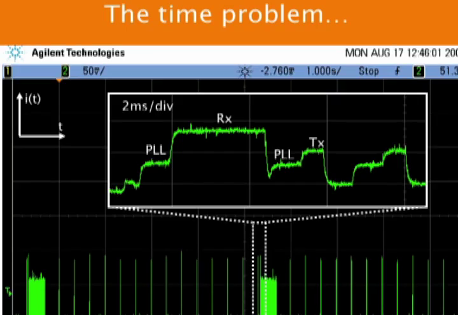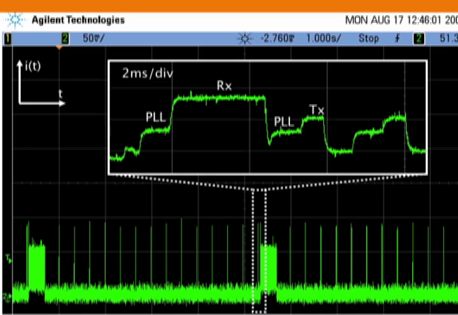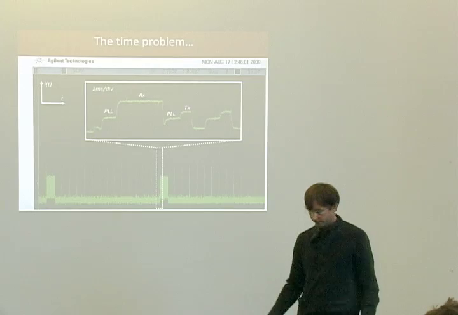There's a time problem as well, trying to get the frequency synthesizer and the radio to lock. So you have a lot of complex circuitry on chip to get the radio to work. Getting that lock time, especially if we're in a communications paradigm where we have very short packet structure, gives us a lot of power overhead.